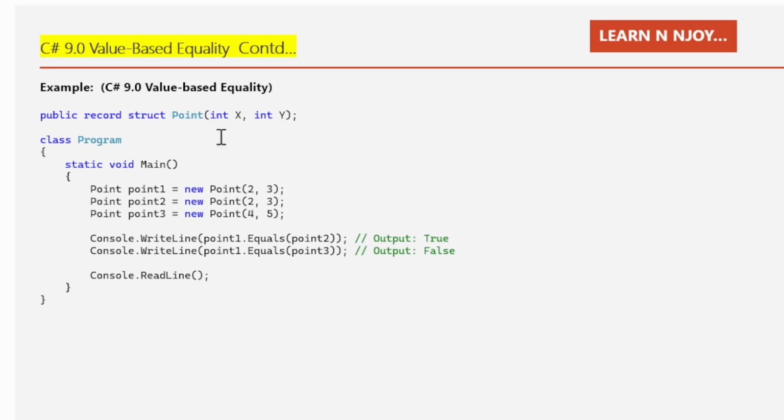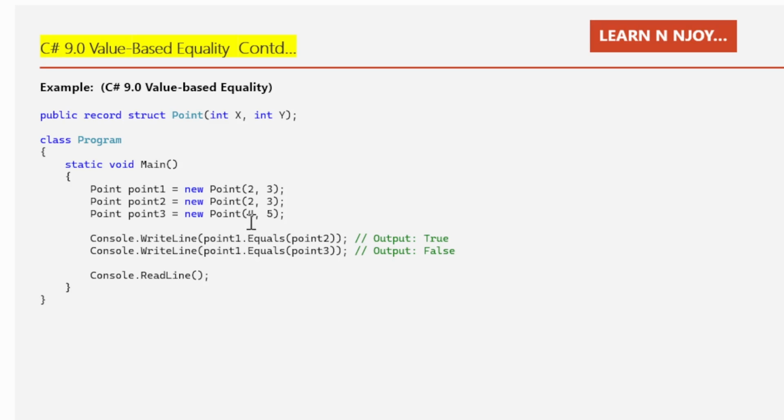So how are we going to use this record struct? Similarly, we will have one class named Program that has the Main method, which is the entry point of this application. Here I have created record struct instances with these statements: point1 is new Point(2, 3), point2 is new Point(2, 3), point3 is new Point(4, 5). And here I am going to use the Equals method: Console.WriteLine(point1.Equals(point2)) and Console.WriteLine(point1.Equals(point3)).